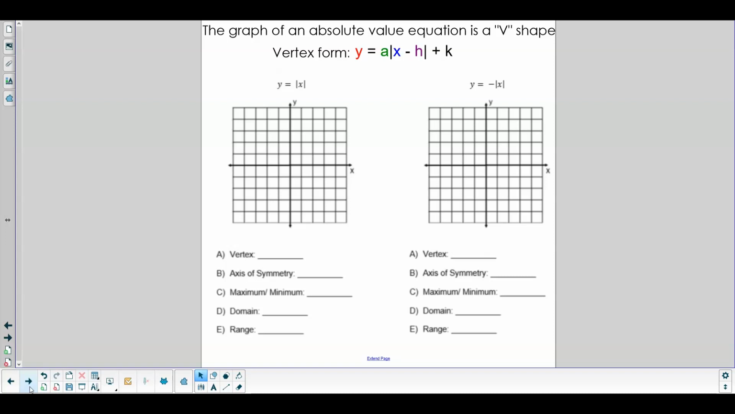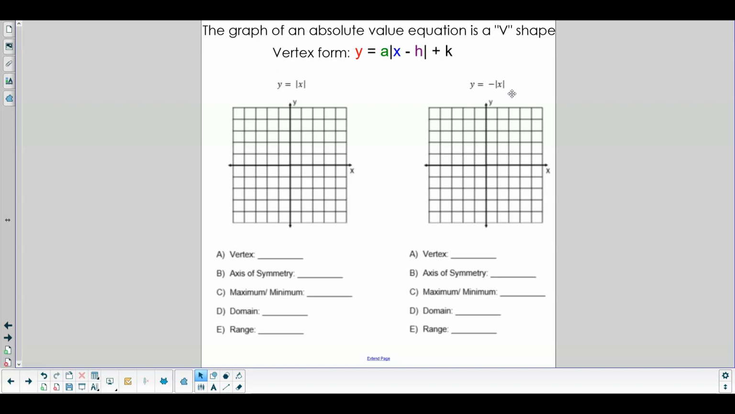My example here is similar to what's in your note packet. I think you just don't have the A, B, C, D at the bottom. So if you want, you can add those in somewhere where you have room. This just recaps what we did on 4.2. And if you notice, the equation up here has this format, which looks different than the one that's there in front. So what you can do is look for the missing numbers: A is in front of the absolute value bars, H is inside, and K is on the outside.